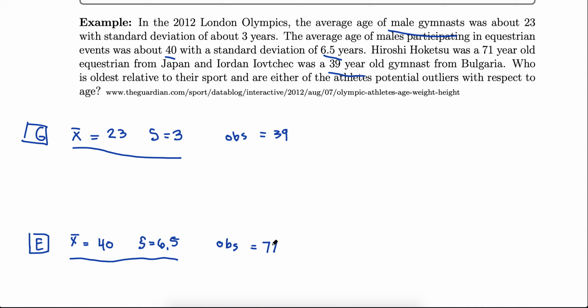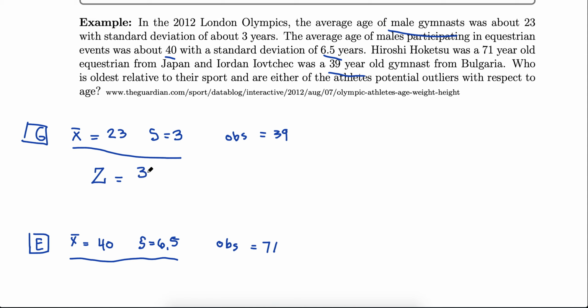So our question is, which of these athletes is relatively older for their sport? Okay, clearly this guy is older for the equestrian event, just in terms of raw age, but relative to their sport is what we're curious about. So even though these are two very different distributions, one has a very low average age, one has a little bit higher average age, we want to compare on the same unitless scale. So that's what z-scores are very good at.